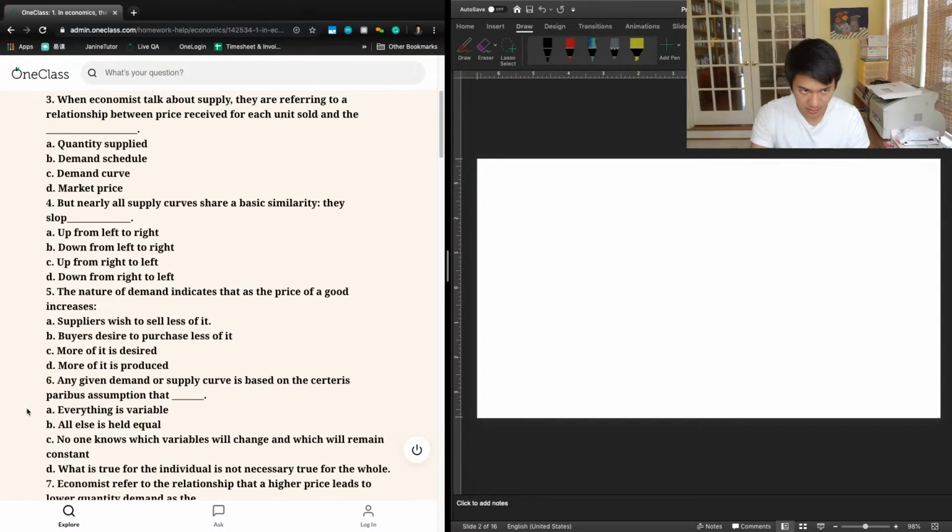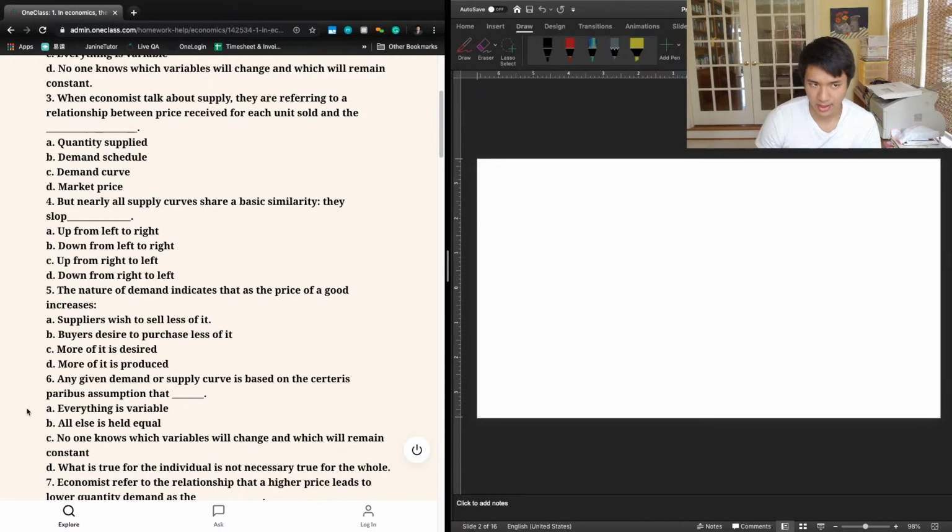Question number 3 says, when economists talk about supply, they are referring to a relationship between price received for each unit sold and the A, quantity supplied, B, demand schedule, C, demand curve, or D, market price. And so again, looking at the supply curve, we see on the x-axis we have quantity supplied, and on the y-axis we have price level in the economy. And so the supply curve is depicting the relationship between those two things.